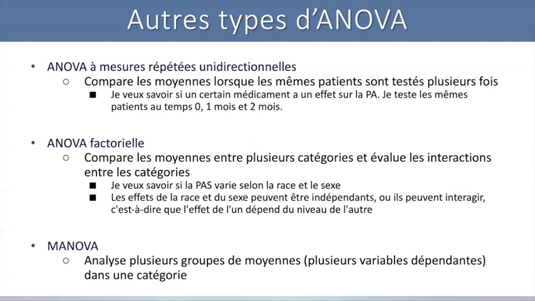Factorial ANOVA. This compares means across multiple categories and assesses interactions between the categories. For example, I want to know if systolic blood pressure varies by race and gender. The effects of race and gender may be independent, or they may interact. That is, the effect of one depends on the level of the other. So this is similar to that concept of effect modification that we talked about in the first lecture. And then there's MANOVA, which analyzes multiple groups of means, multiple dependent variables across a category. I've put an example of factorial ANOVA into the appendix, but we won't go over it here.